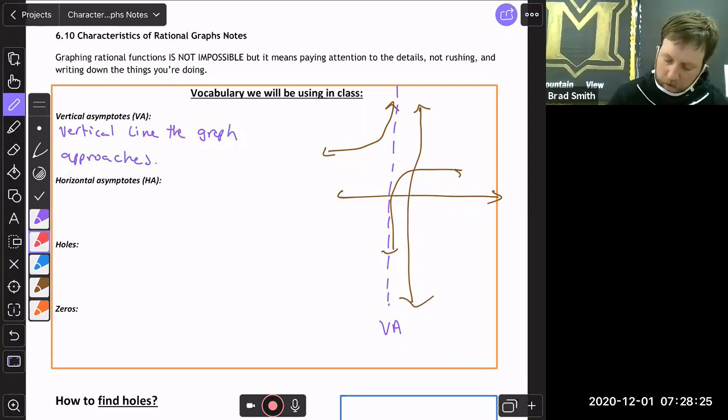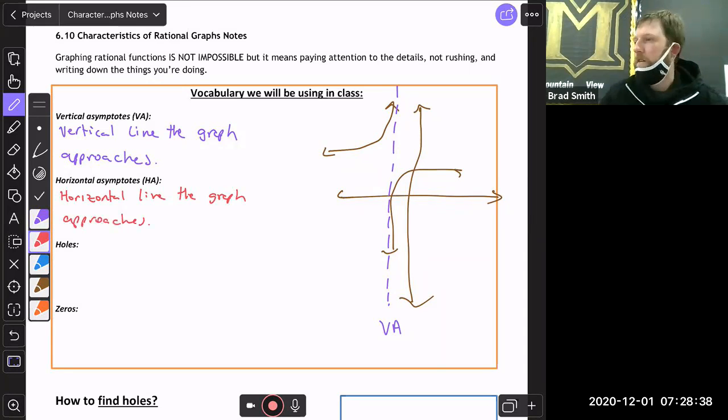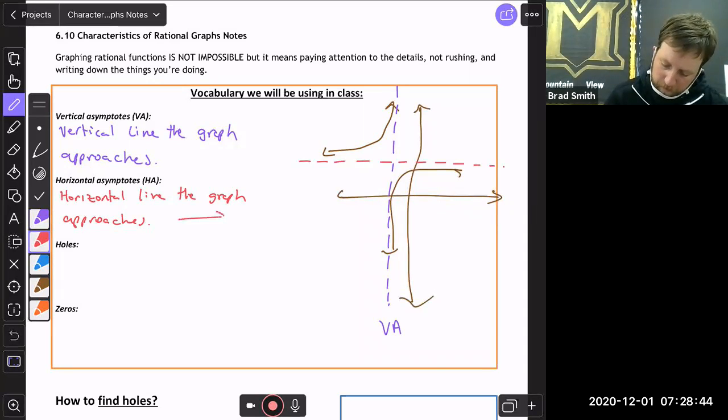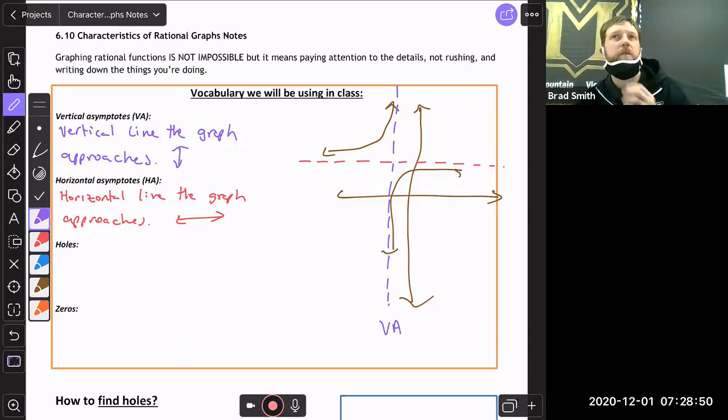It's the same thing, a horizontal asymptote is a horizontal line that the graph approaches. So it's over here in red. I always draw these with dashed lines or dotted lines, whatever you want to call it, because it's not actually the graph. The graph I always do solid.